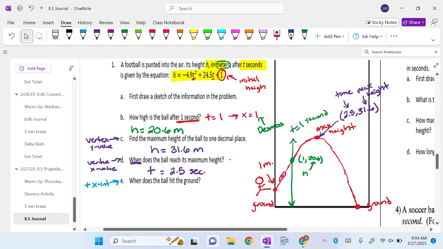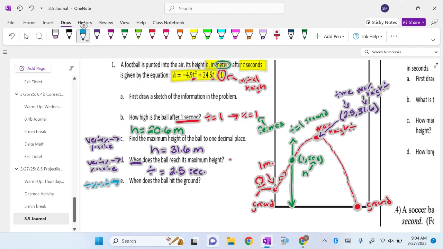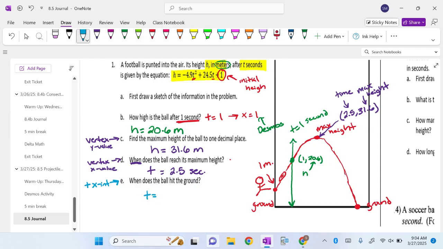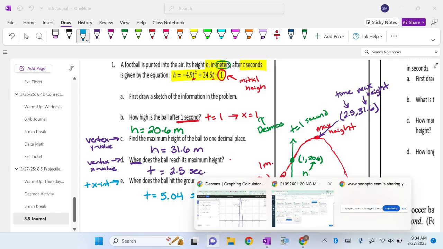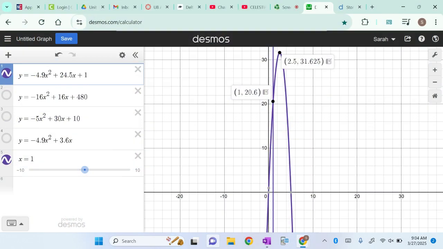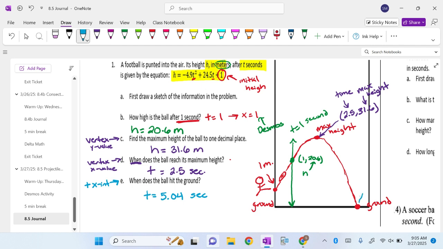All right, what'd you get for when the ball hits the ground? How many seconds? 5.04, got it. So 5.04 seconds, the ball hits the ground. So if I look at Desmos, I'm looking for my positive x-intercept, which is the rightmost one. And it's at the point 5.040 if I round. And this is the time it will hit the ground.